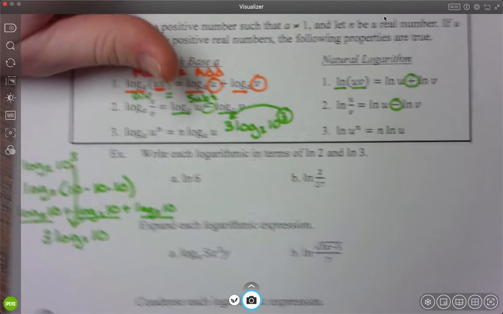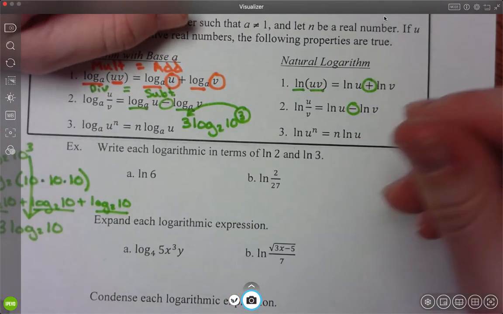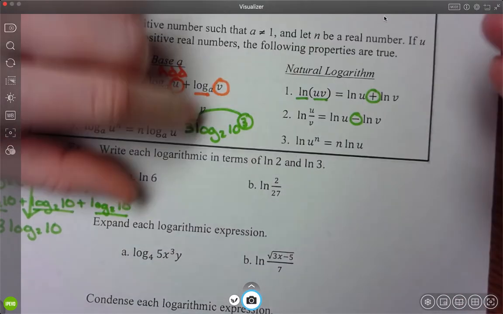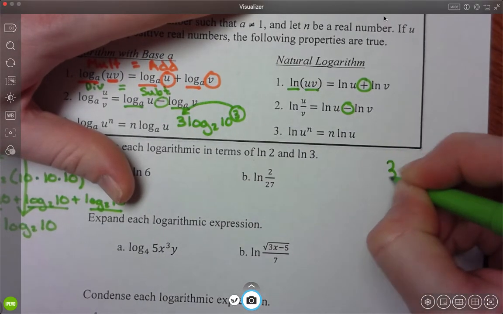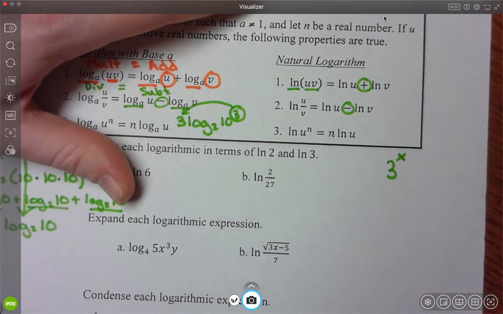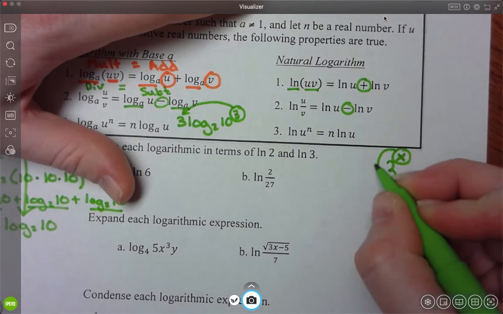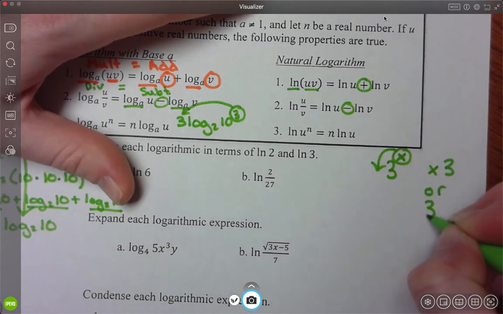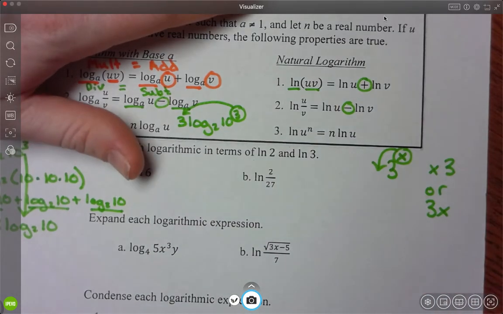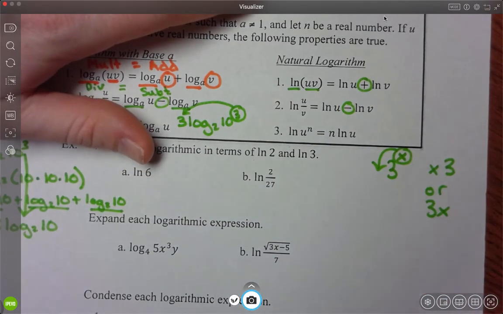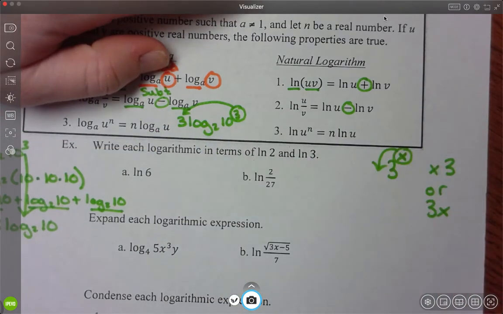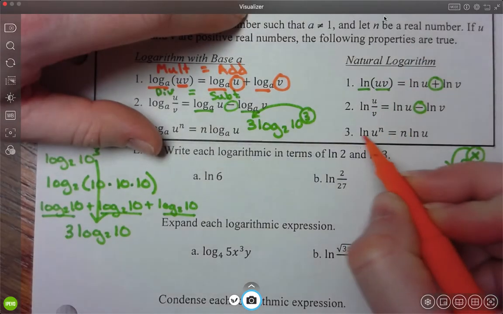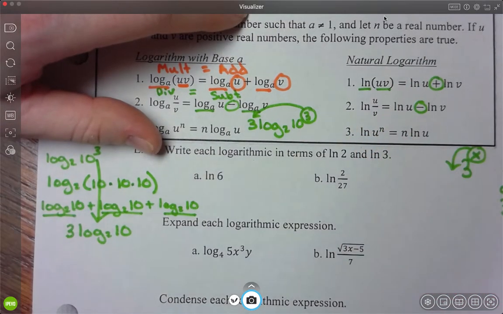Now, what people try to do is they try to do illegal things like moving exponents down in front when there's not a log. So like, let's say 3 to the x power. I can't just take that x and move him down in front and make that x3 or 3x. 3x is not the same thing as 3 to the x power, right? It only works if there's a log in front of it. And it's the same thing with ln. If there's an exponent, you can move that exponent down in front for ln.